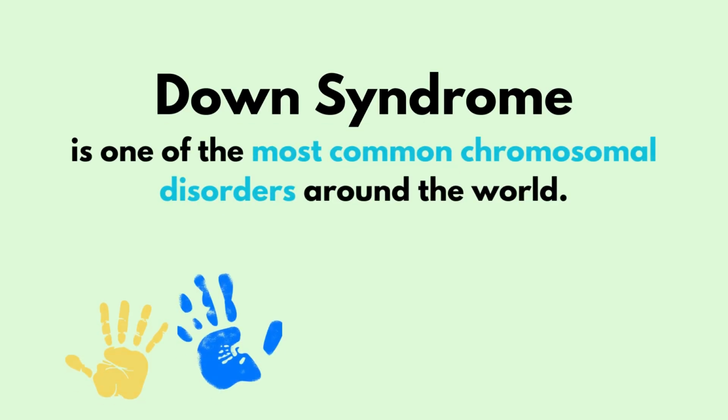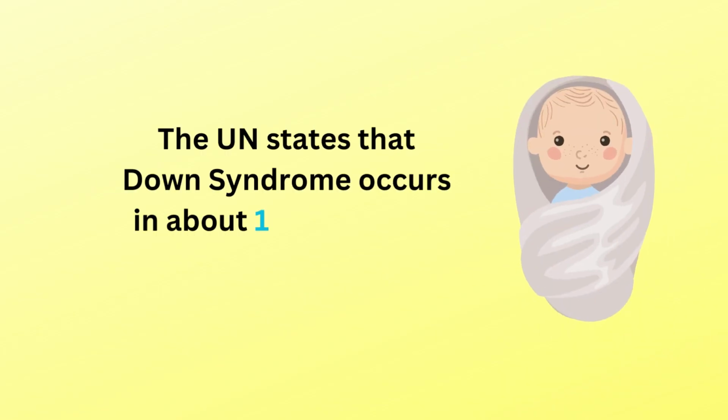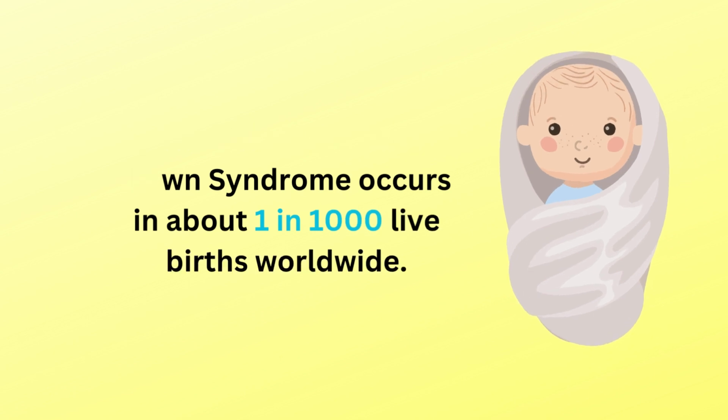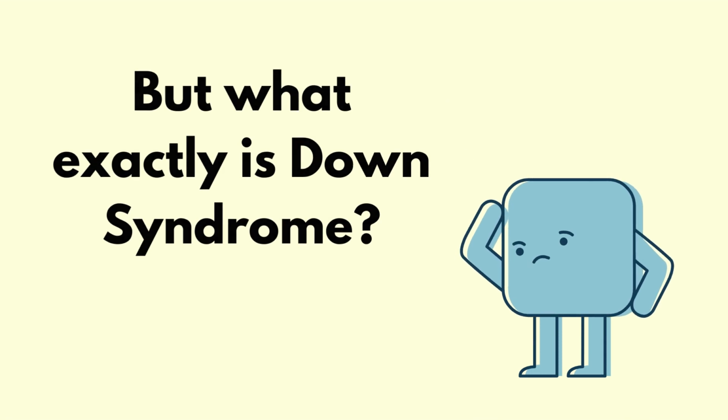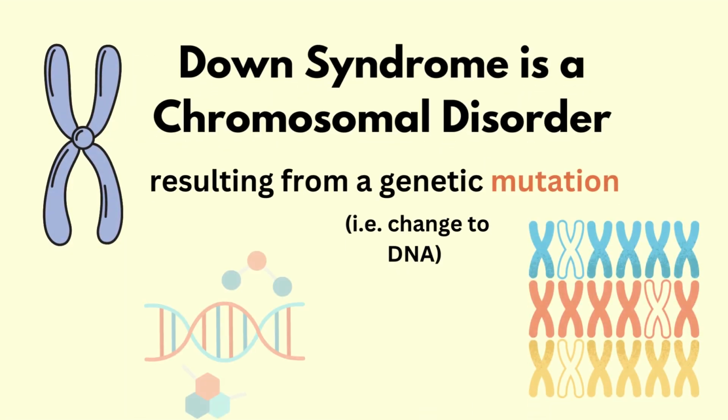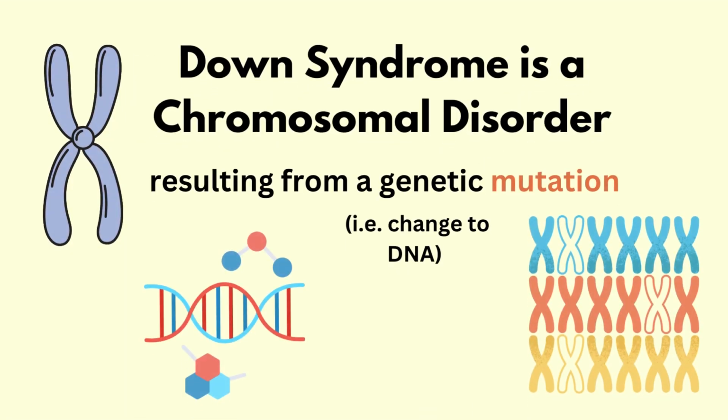Down syndrome is one of the most common chromosomal disorders around the world. It occurs in about 1 in 1,000 live births worldwide. But what exactly is Down syndrome? Well, Down syndrome is a chromosomal disorder which results from a genetic mutation.